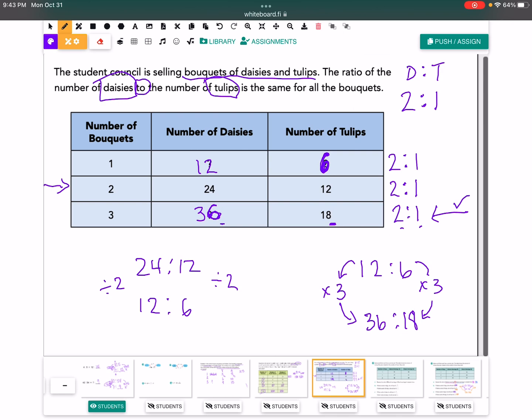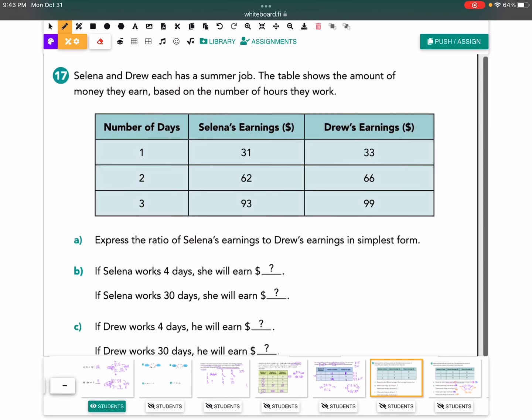All right. Well, now you have a couple of problems to do. Numbers 17 and 18. I want you to do them both. Pause the video and work both of these. This is on pages 136 and 137 in your textbook. And once you get them done, come back to me.